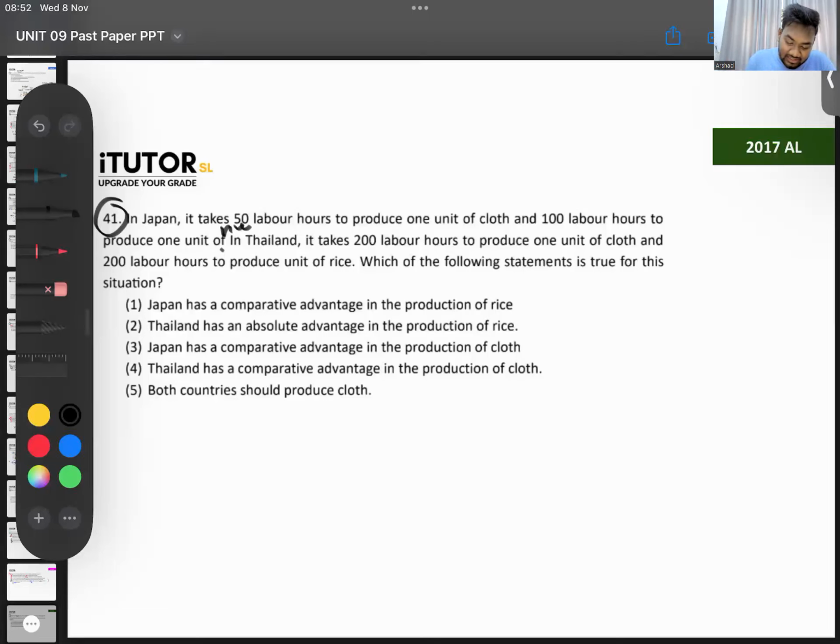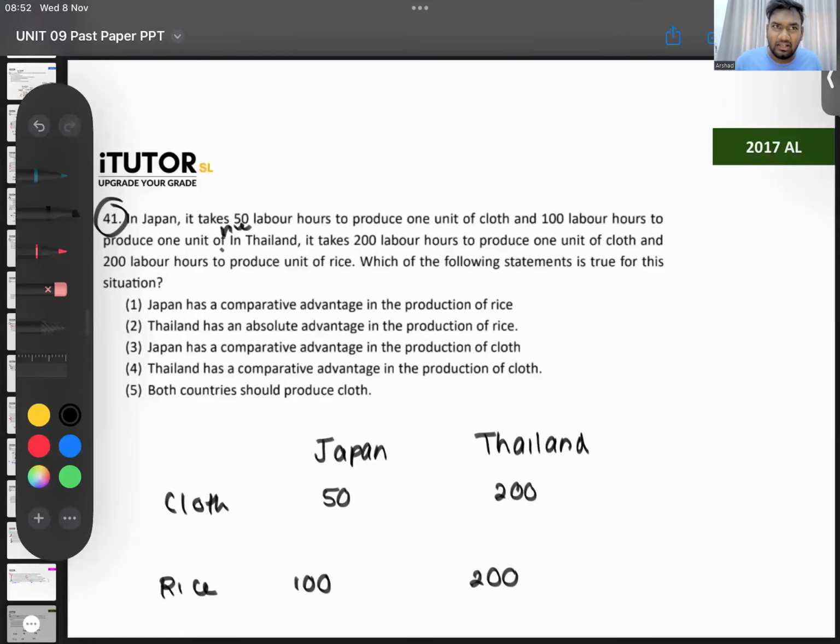If you want to convert this into a table, there is Japan and Thailand. What are the two goods? Cloth and rice. Japan needs 50 labor hours to produce cloth and 100 labor hours to produce rice. Thailand needs 200 labor hours to produce cloth and 200 to produce rice. Is this output or input? What information have they given us? Have they given us output? No, they have given us input.